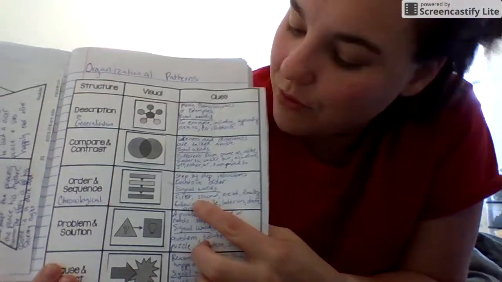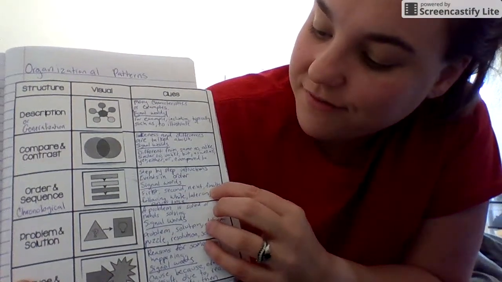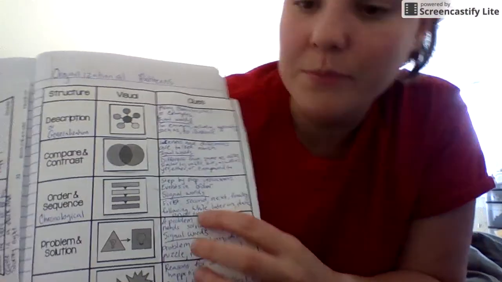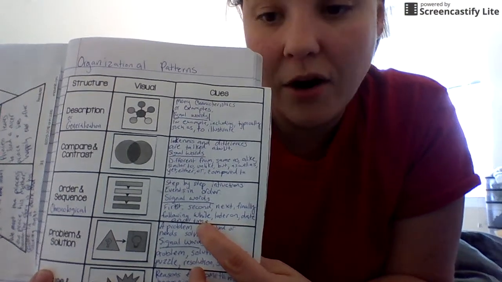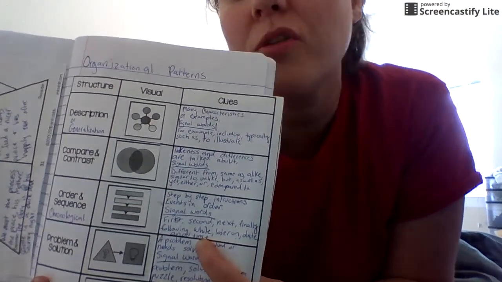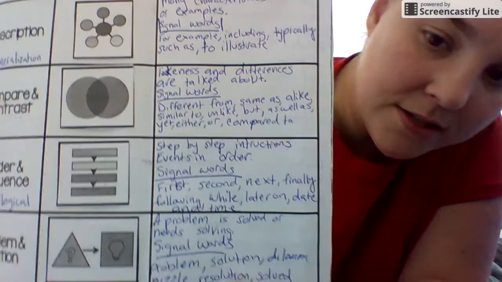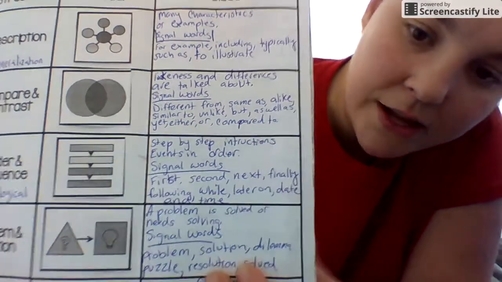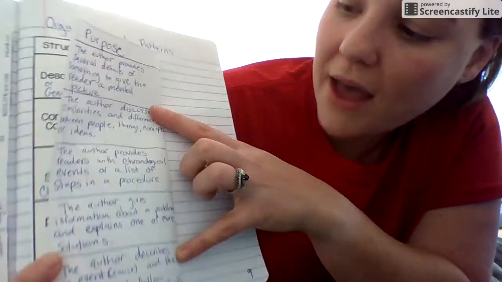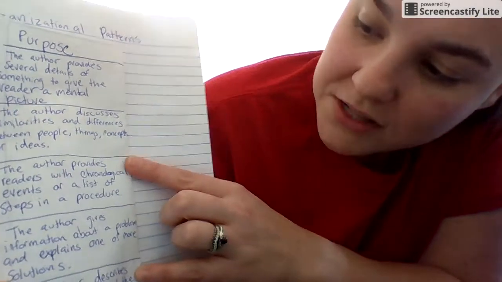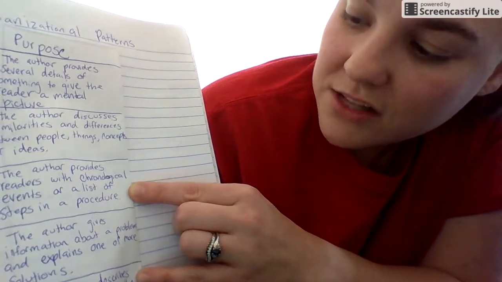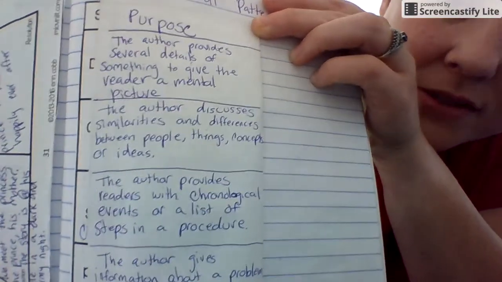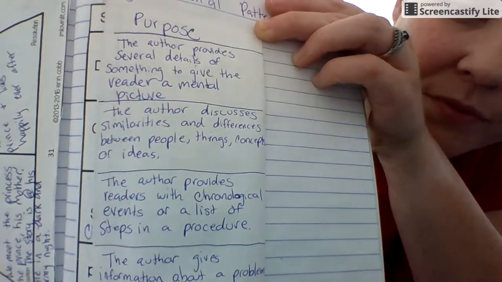So first, second, next, finally, following, while, later on, and dates and times. If you ever see a date and a time in a paragraph, know that it's pretty much automatically going to be chronological order. Here is a close-up. You can pause so you can read it. And on the back, the author provides the readers with chronological events or a list of steps in a procedure. And I'm going to put these up here because I'm not sure if I paused it enough for you guys to write and read this. So you can hit pause here.